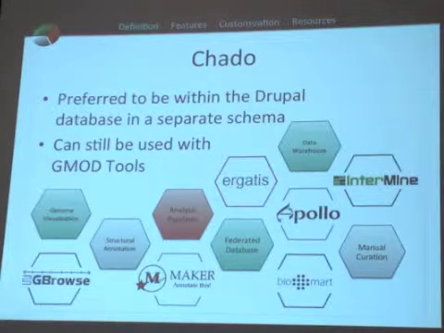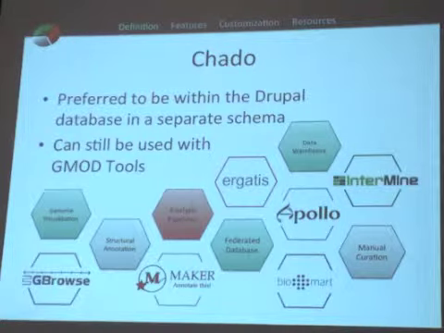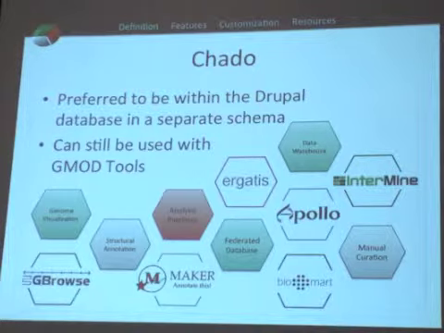As I said, it's built on Chado, which many of you know and love. It's preferred for a Tripal installation that Chado be within the Drupal database in a separate schema. It doesn't have to be. We have support for if you have your own external Chado. The only thing is that if you do that, then you don't get a lot of the really nice Drupal views integration, simply because Postgres won't allow us to join between tables in two different databases.